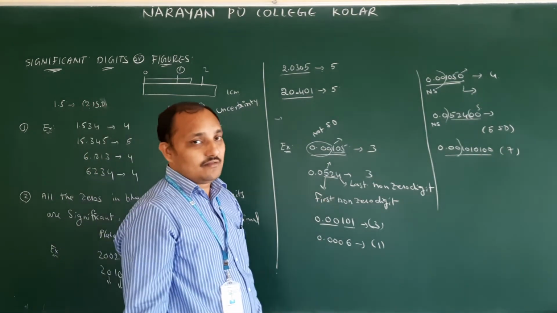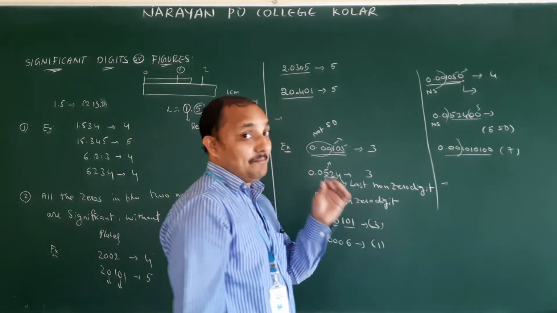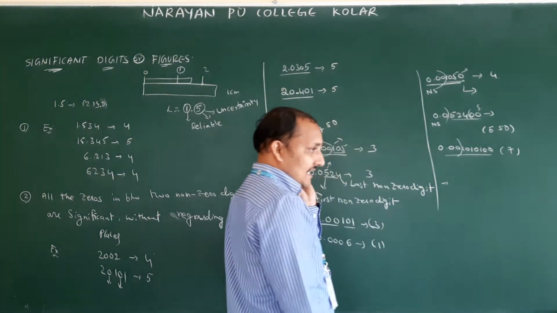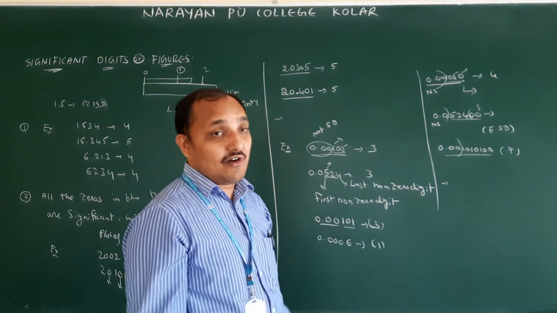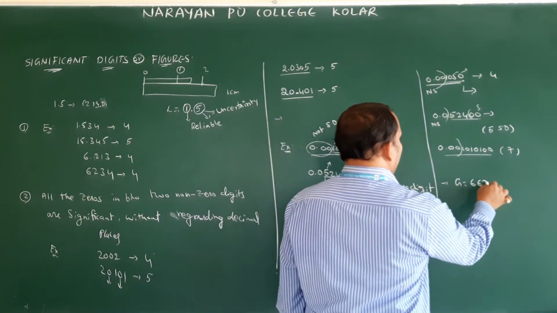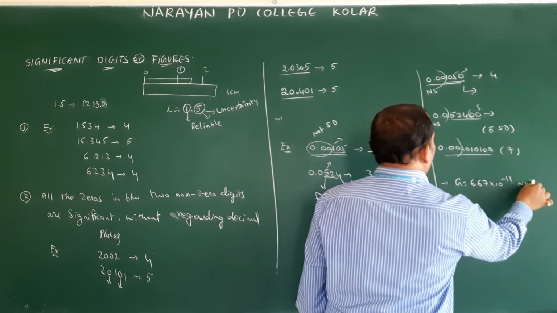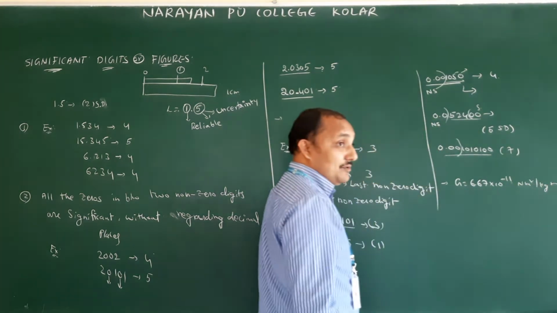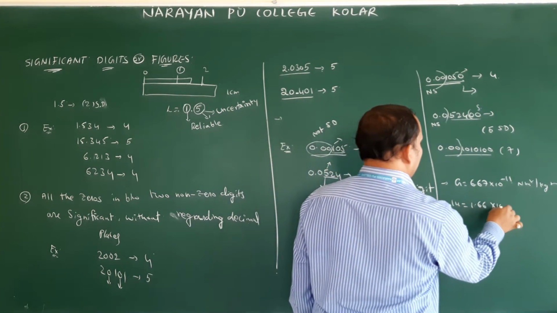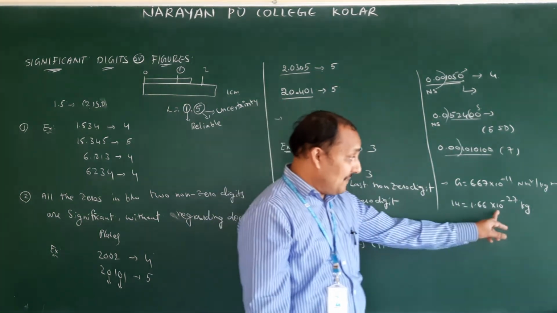Still, there are more cases. Some people will write powers of 10. If you take the gravitational constant G, 6.67 into 10 power minus 11 Newton meter square per kg square, and 1 atomic mass unit, we wrote 1 u is equal to 1.66 or 1.67 into 10 power minus 27 kg. Okay, so powers of 10 will come.